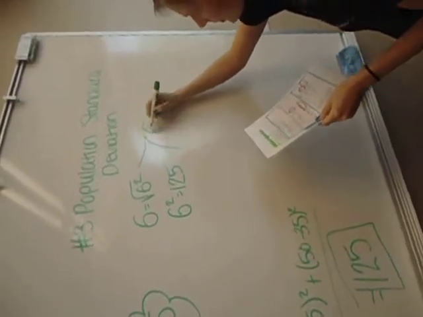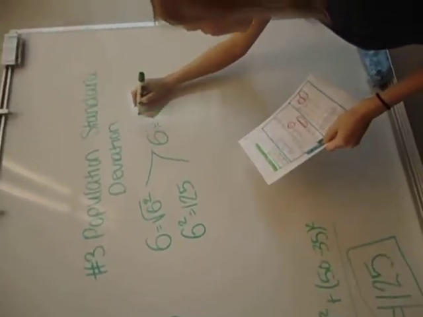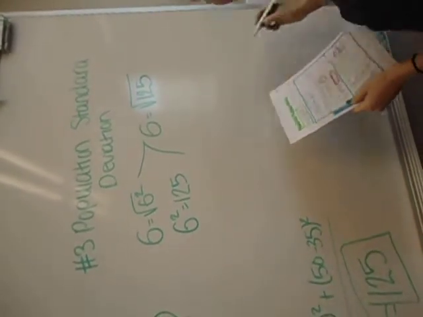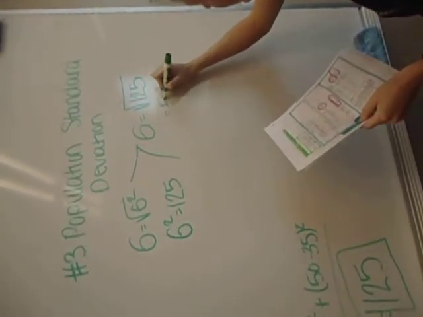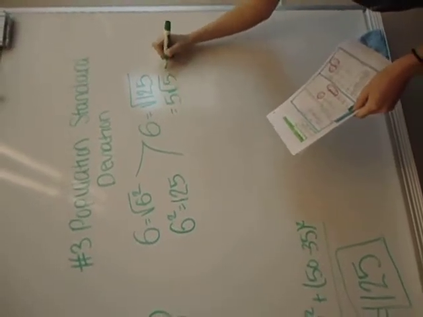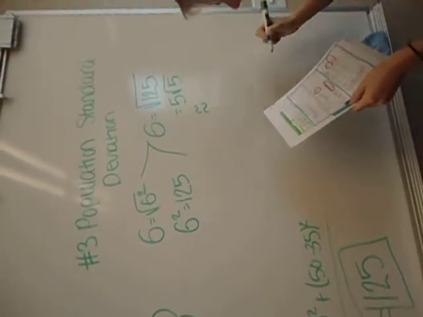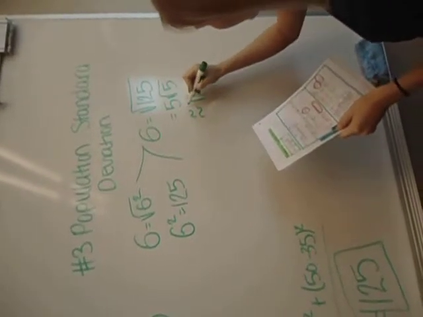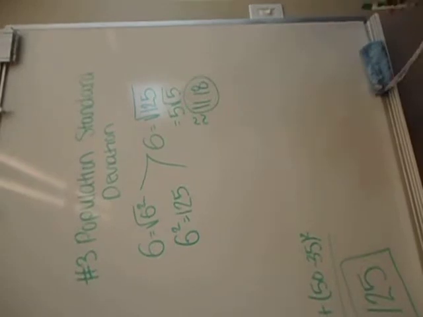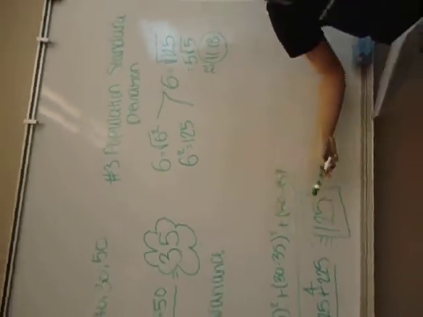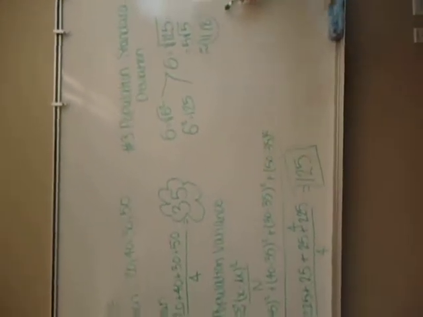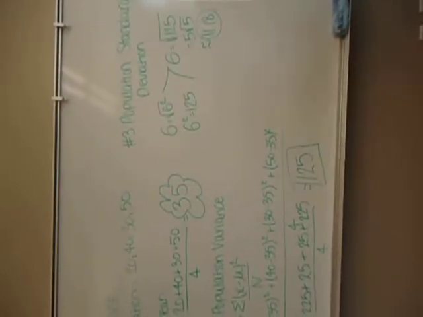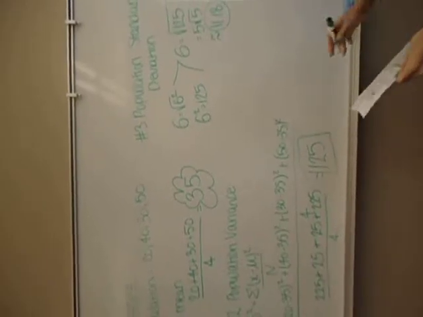So you're going to write sigma equals square root of 125. And when you work that out, it's going to give you 5 square root 5, which is equivalent to 11.18. So you have three answers: your mean, your population variance, and your population standard deviation. Next, we're going to do another example.